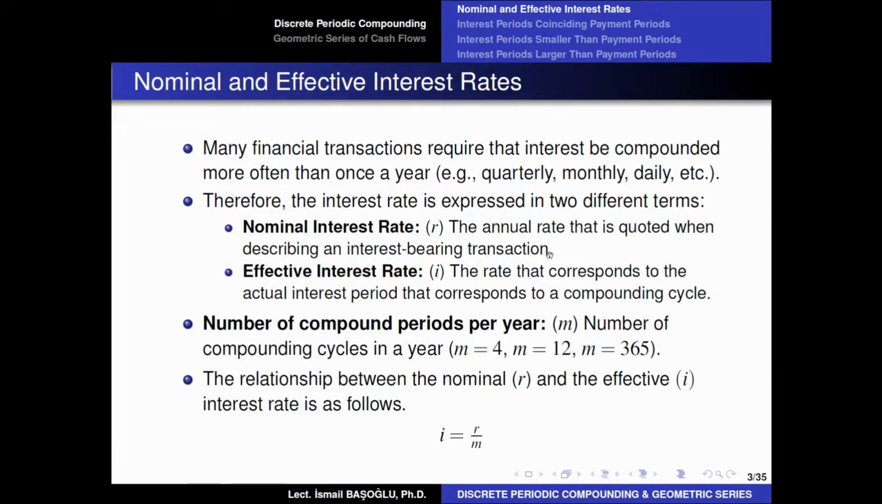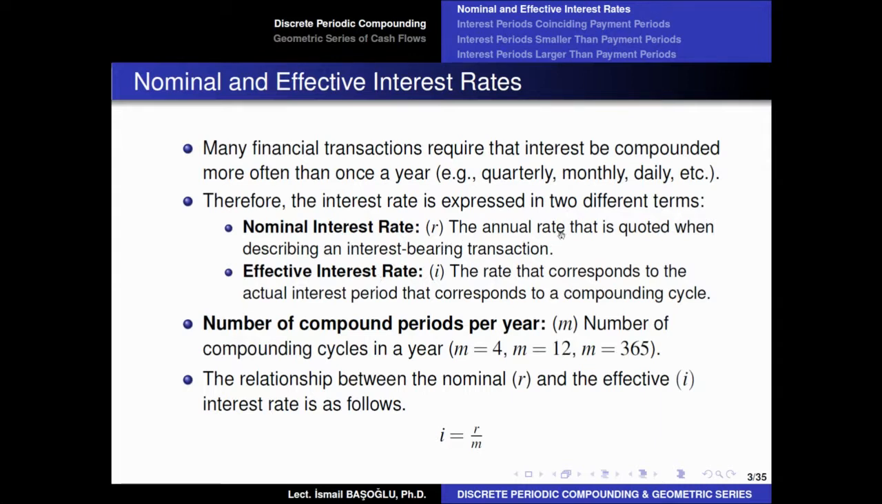So if you have a savings account, or if you want to take a loan from the bank, the interest rate that is written over the contract will be an annual interest rate, which is denoted with lowercase r, and that annual rate is the interest rate that corresponds to a year. But the nominal interest rate is not the interest rate that we are going to use in our formulations. So we need to compute the effective interest rate.